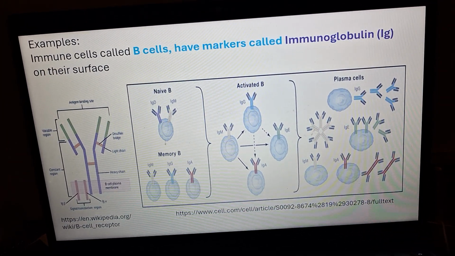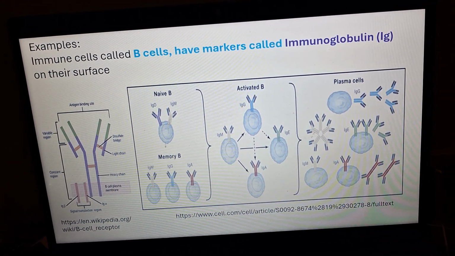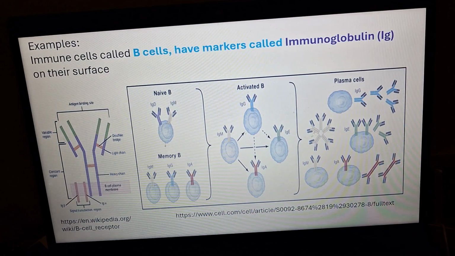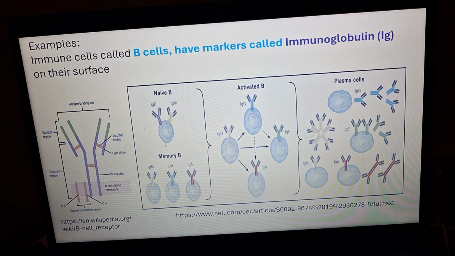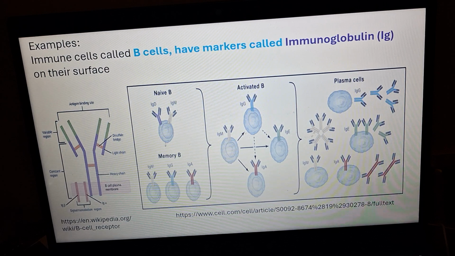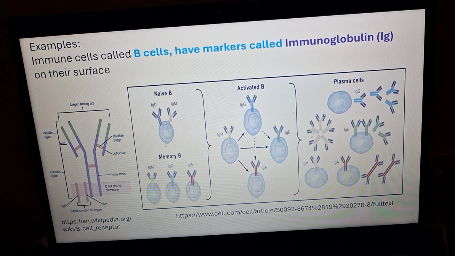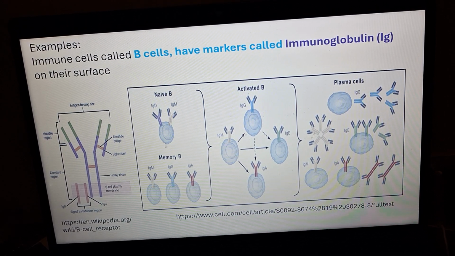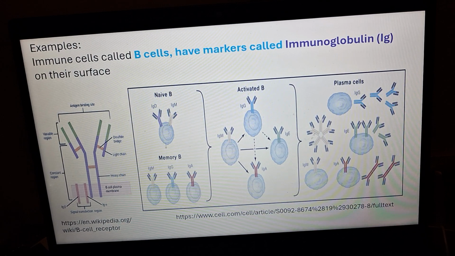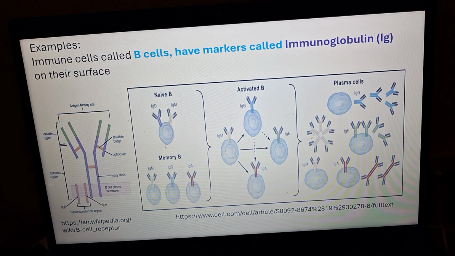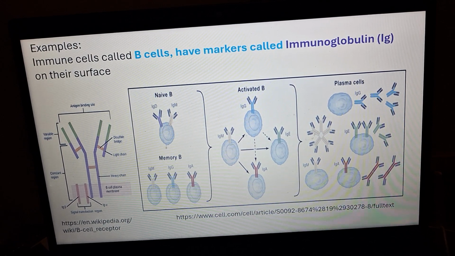So on the next slide is an example of a certain type of cells of the immune system called B cells. They have markers called immunoglobulin on their surface. On the left side of the slide are these Y-shaped molecules called immunoglobulins. And on the right side of the slide are these immunoglobulins on the surface of these round-shaped cells.